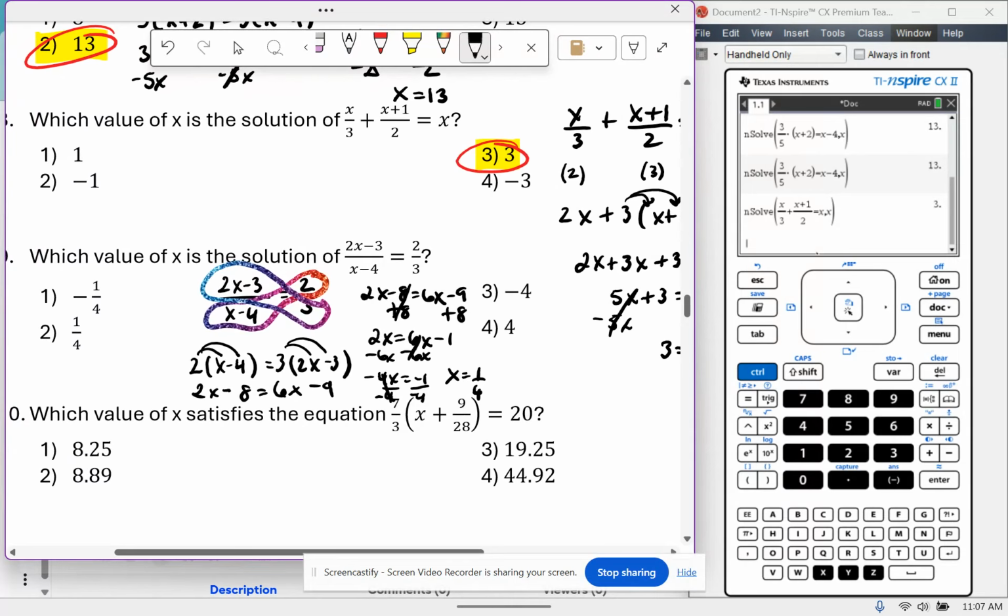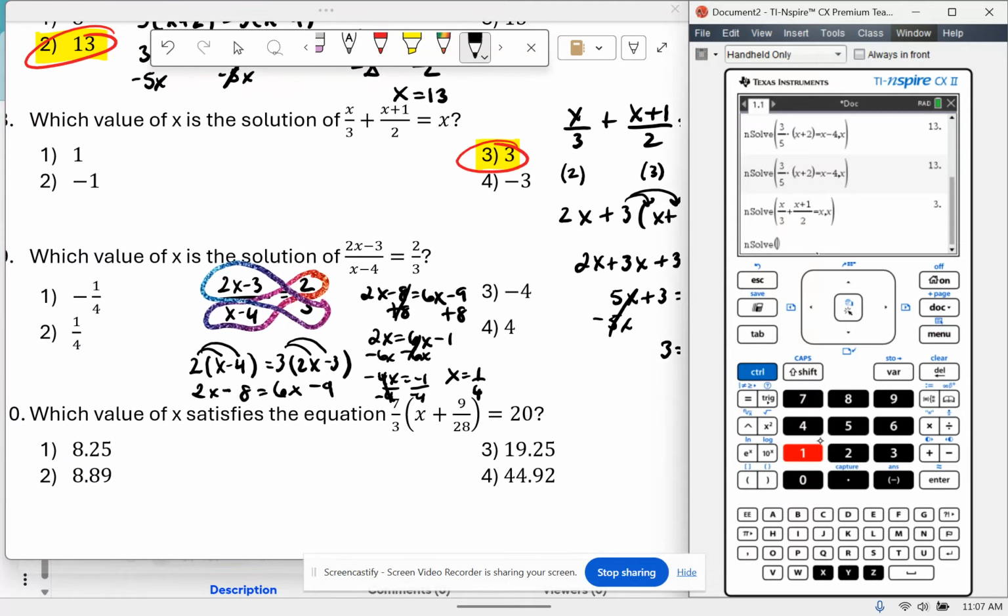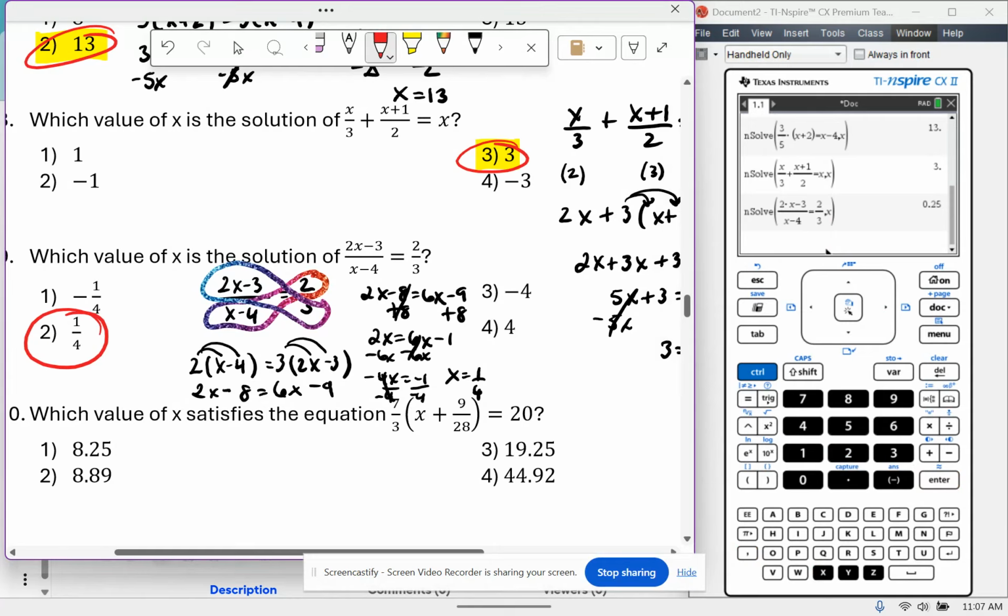Let's double check with NSolve. Menu 3, 1. Sorry, type it in. And I get 1/4. Yay!